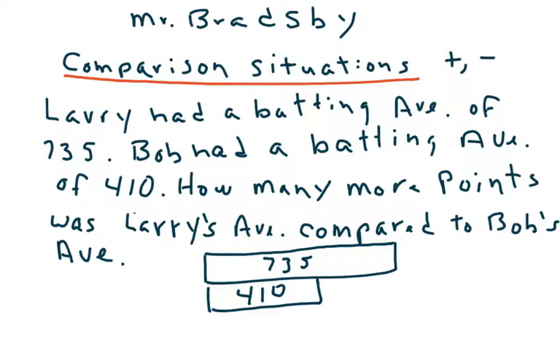So how do we find the difference? Well, the difference would be this part here. What is this? D here. So 410 plus the D gives me 735. Do you see that? This is the amount difference. This is it right here. How much more do we need to get from 410 to 735?